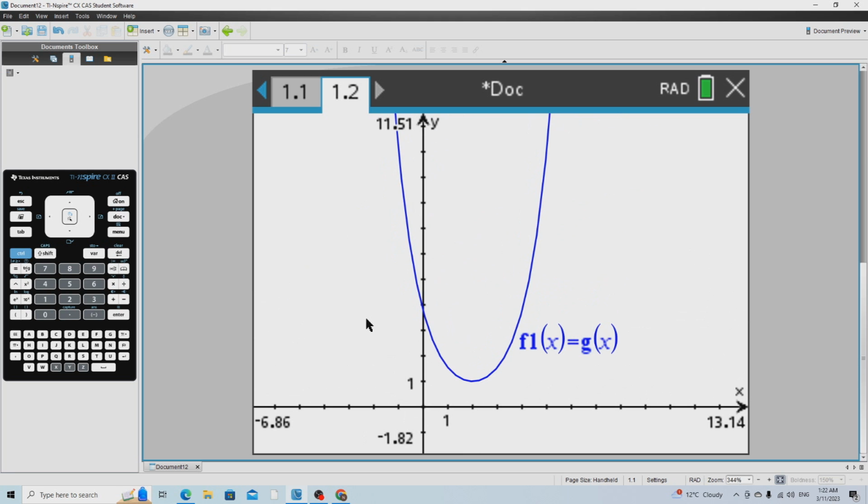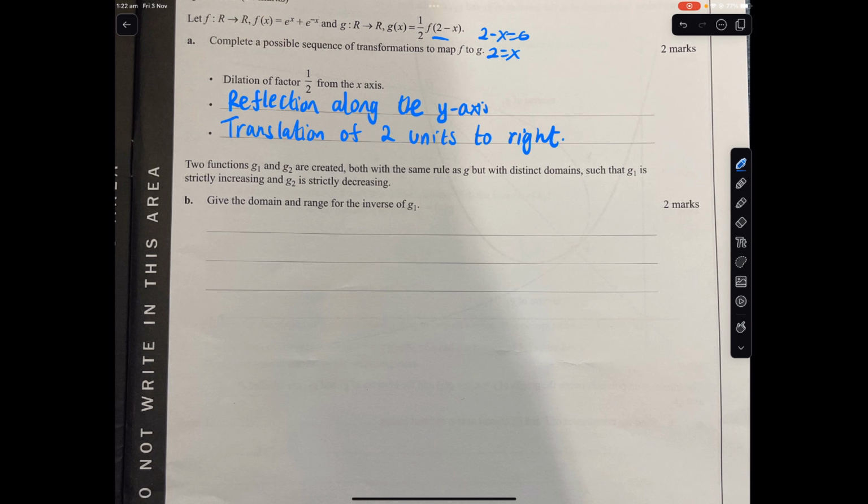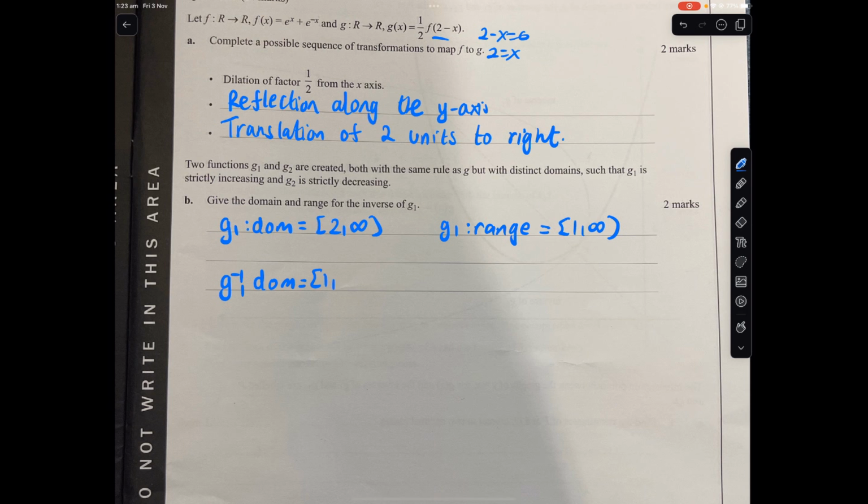okay, so g1 is strictly increasing. It's the one from 2 to infinity. So if I can write that down, it makes sense. So the domain of g1 is from 2 to infinity, and the range of g1 is from 1 to infinity. And for g2, we just need g1, don't we? Yeah, we just give the domain and the range of the inverse. Well, easy. The domain of the inverse of g1 is just the range, 1 to infinity. And the range of the inverse is just the domain of g, which is 2 to infinity. Done. That's not too bad.